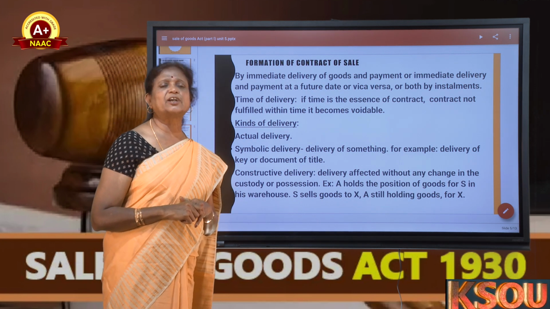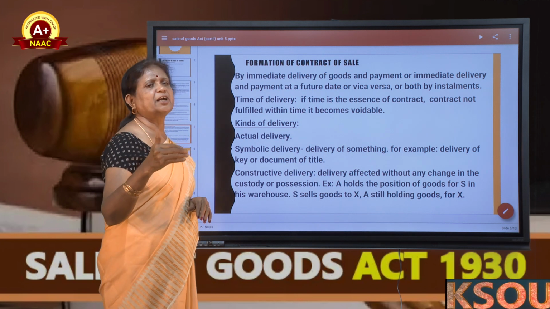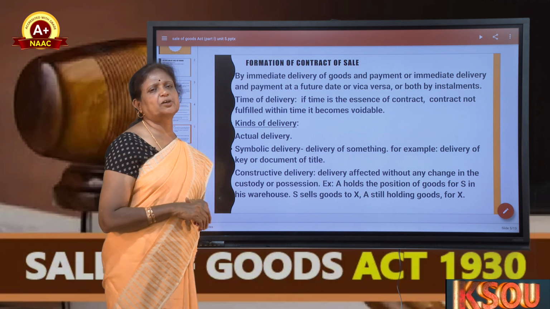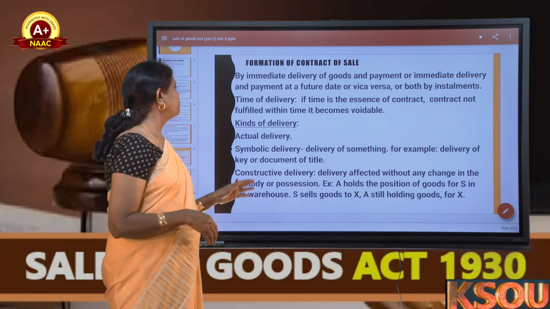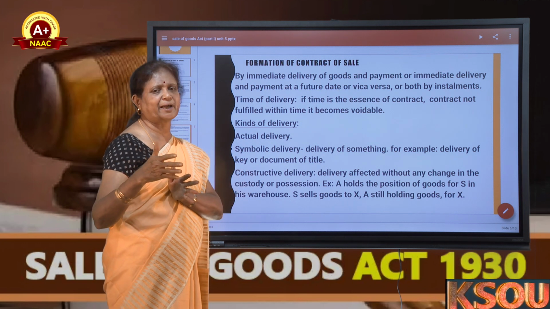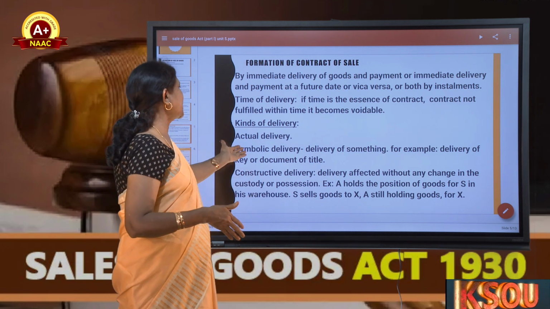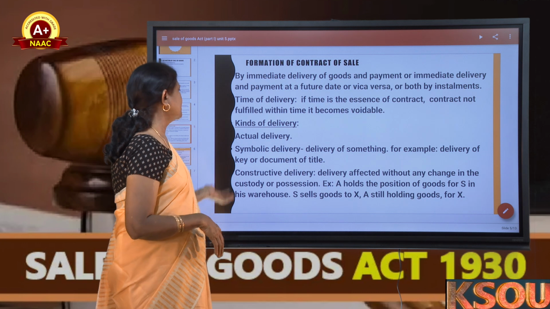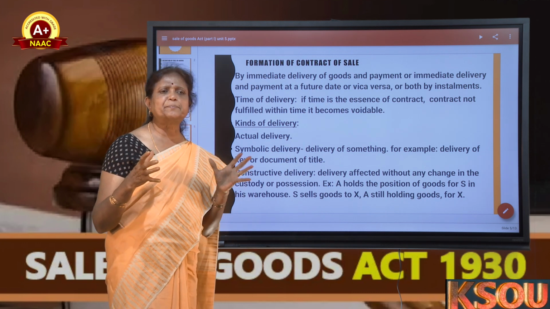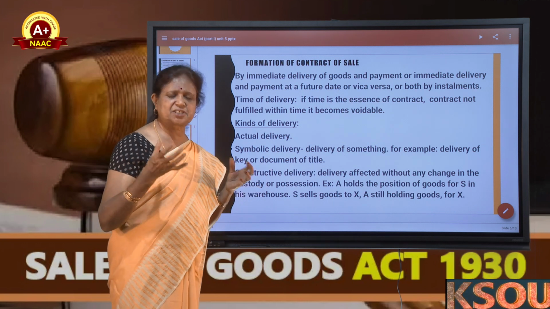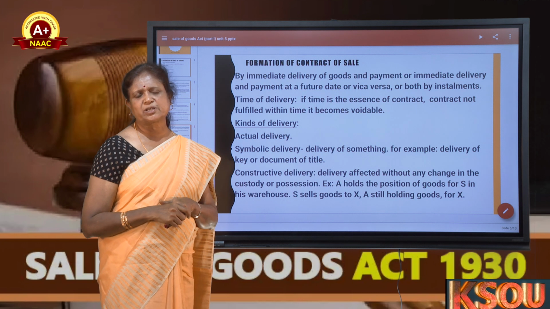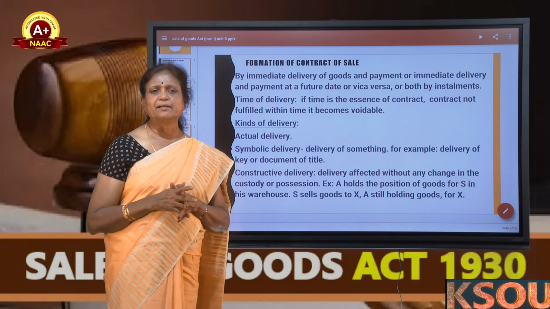Then when a seller agrees to sell the property in goods to the buyer, he must deliver the goods. How can he deliver? By actual delivery, actually giving possession of the property to the buyer. Or by symbolic delivery, because some objects are so heavy that one cannot hand over the property in goods, for example, in the case of a vehicle.